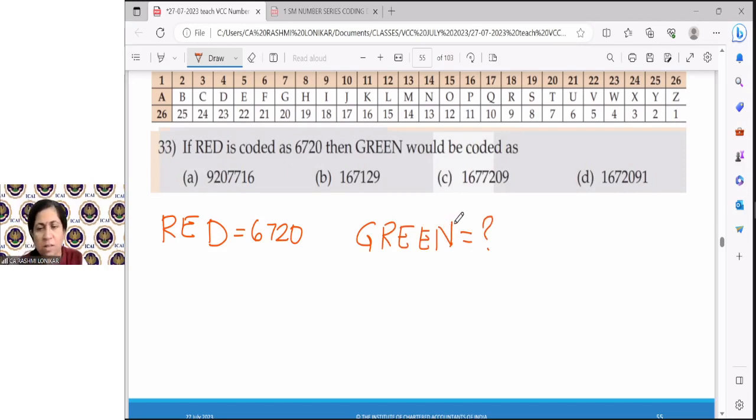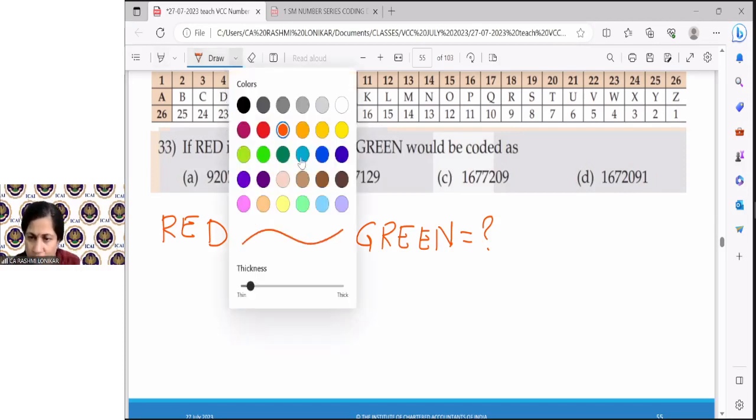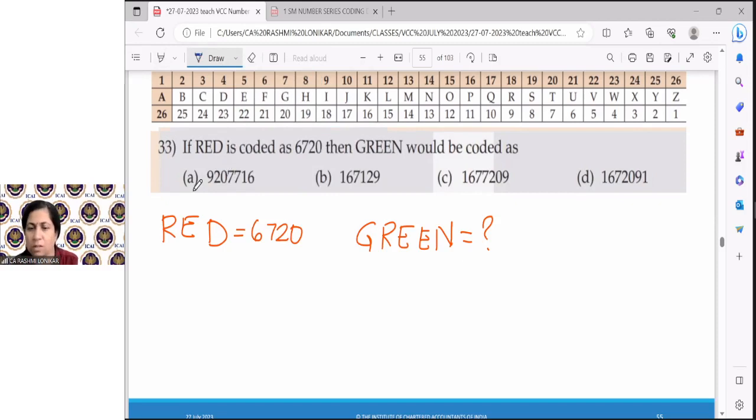Now this is something that takes time, so don't worry, we will do this in a proper way. Now what is the number for R? R I know is 18. What is the number for E? E is 5. And what is D? D is 4.